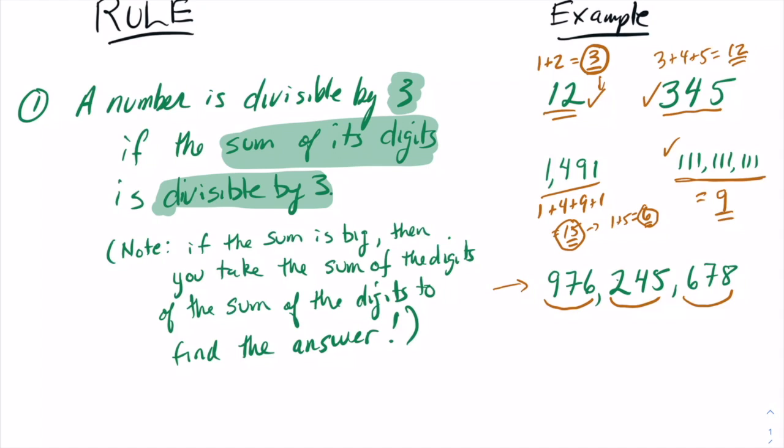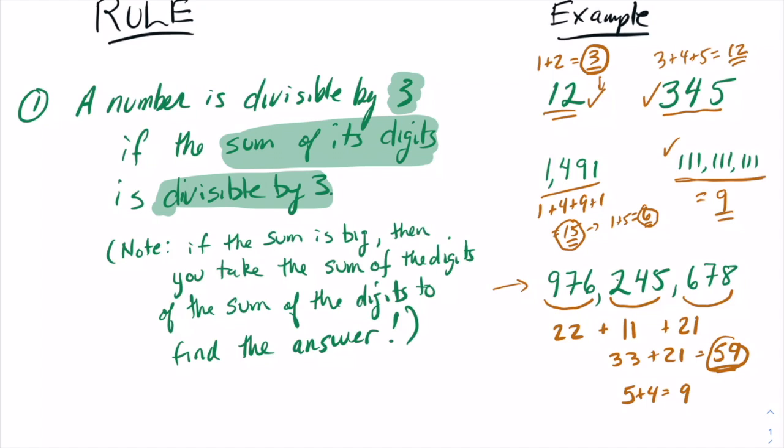Because you can add numbers in any order and any groupings, and we know that the sum will always be the same. So 9 plus 7 is 16 plus 6 is 22. 2 plus 4 is 6 plus 5 is 11. And 6 plus 7 plus 8 is 13 plus 8 is 21. So 22 and 11, 33 plus 21 equals 54. Well, we know that 54 is divisible by 3, but just in case we didn't, we could say, well, 5 plus 4 is 9. So we can keep going with our rule.